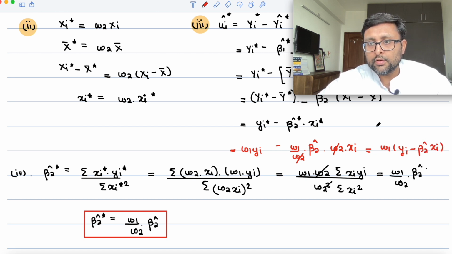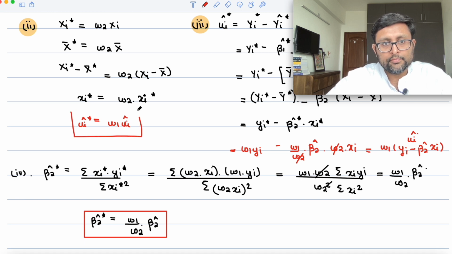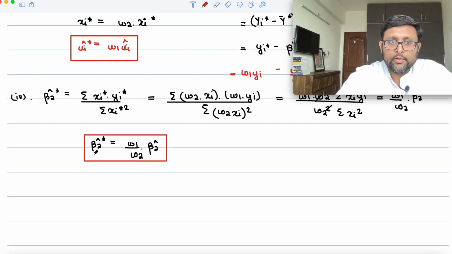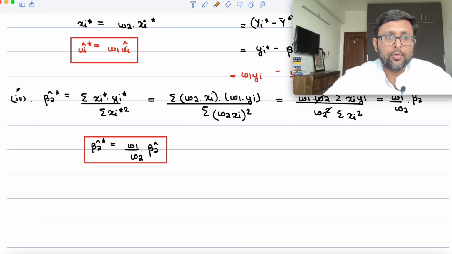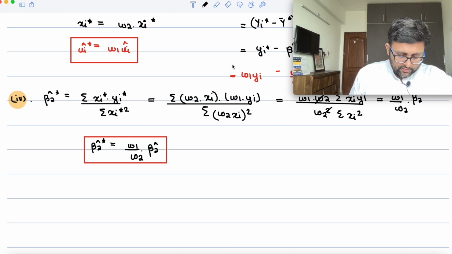What is this? This is just ui hat, yi minus beta 2 hat xi. So what is it that you can write? That ui hat star is W1 ui hat. Right? So we've done this also. Okay. Now let's start going further.